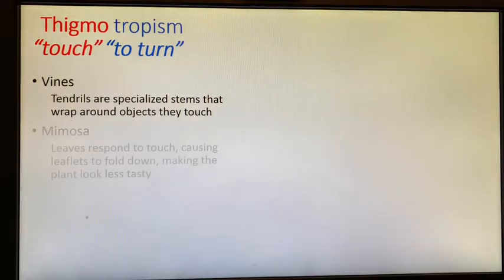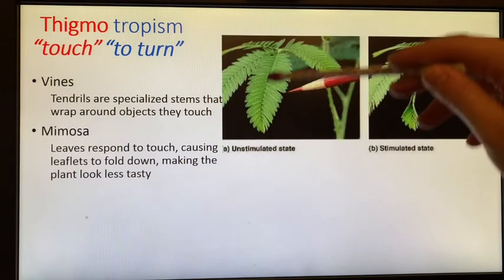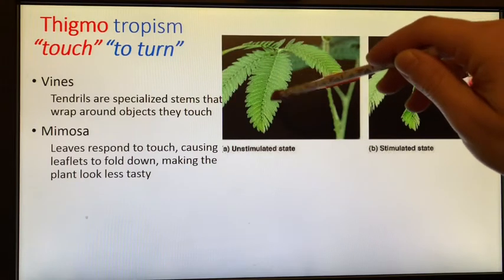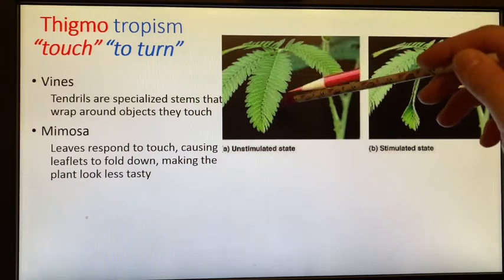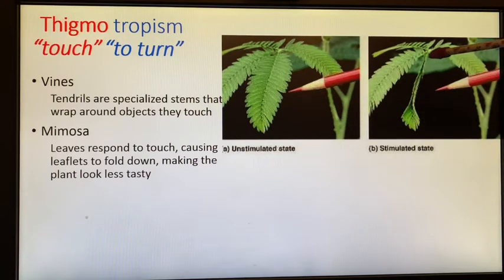Okay, another example of thigmotropism is a mimosa plant. Mimosa plants respond to touch. So the leaves here, these little tiny leaves on there called leaflets, and if you touch that plant anywhere along there, it responds, and those leaflets bend in and they fold up, and the leaf almost disappears. It's hard to say exactly what benefit this has, but it might look wilted, less tasty. It can kind of hide amongst some other plants. So it's a defense mechanism for the plant.